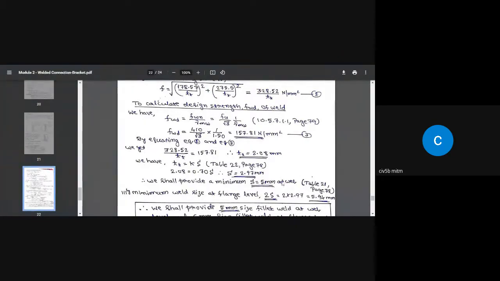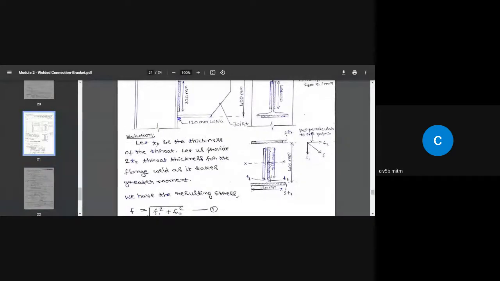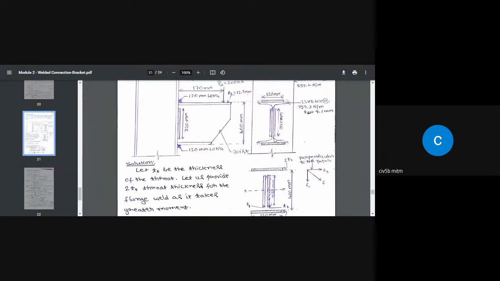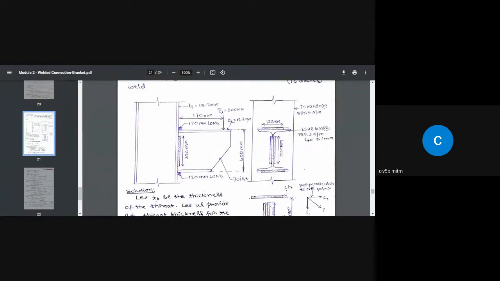So if you take this weld, again I will go up. So this is the thickness of the throat, and the weld size according to the calculation we got equal to 2.97, say 3 millimeter. But we are connecting this web to the flange. So what is the flange thickness? Flange thickness is 13.7 millimeter. What is the web thickness here? The web thickness here is 9.1 millimeter.